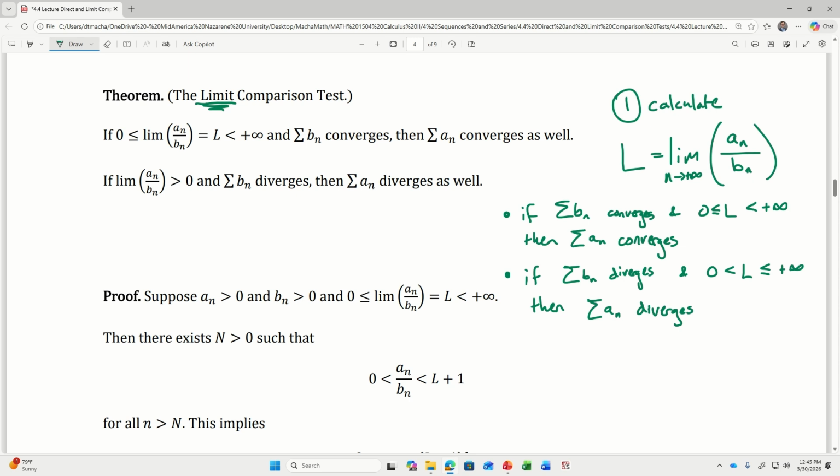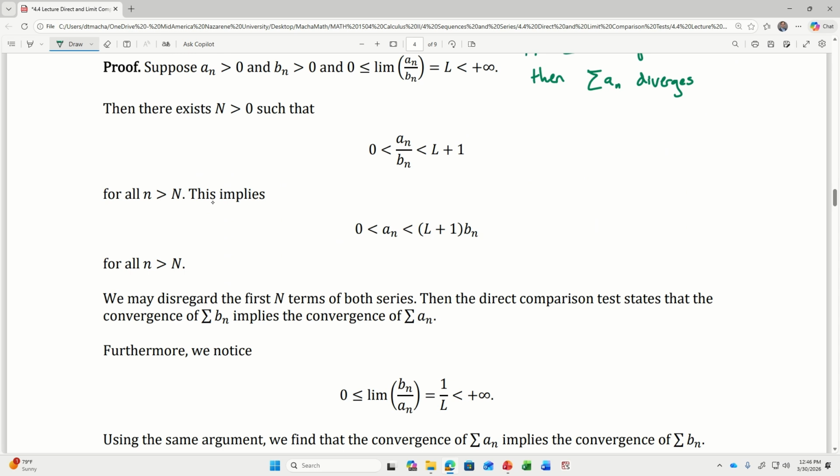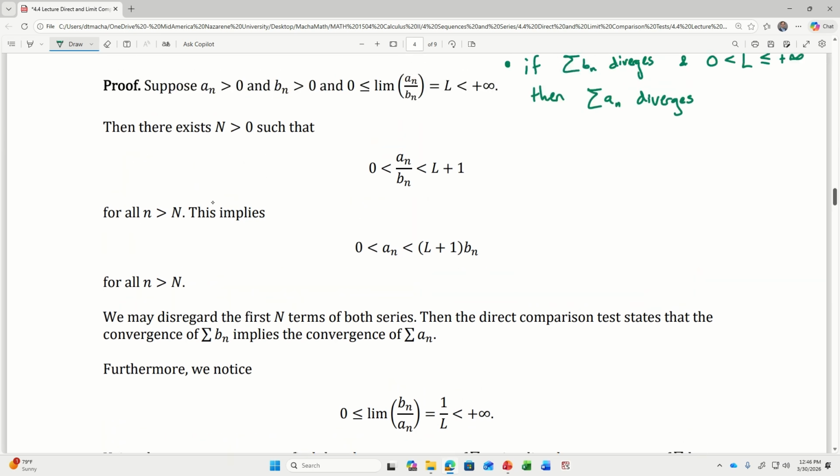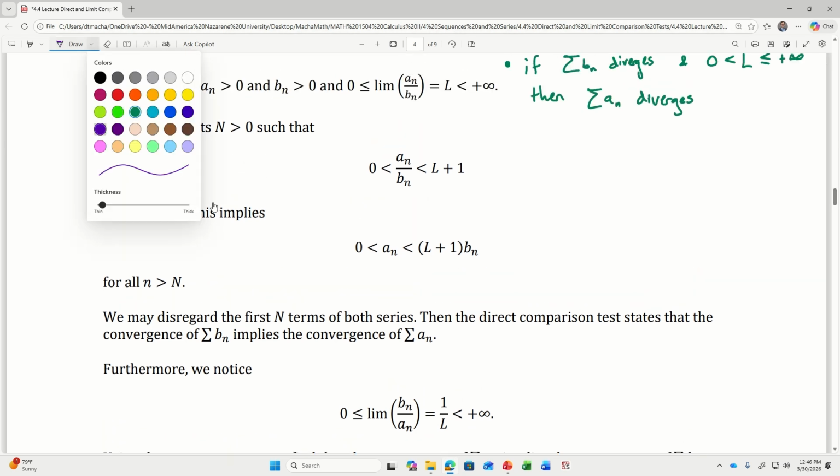The only time it will leave you with an inconclusive is if B converges and L is infinity, or if B diverges and L is 0. Then your limit comparison test isn't going to give you an answer. So if you're interested in why this works, I've got that typed out here, and I passed out these typed out notes too, so we can just quickly discuss what's happening.